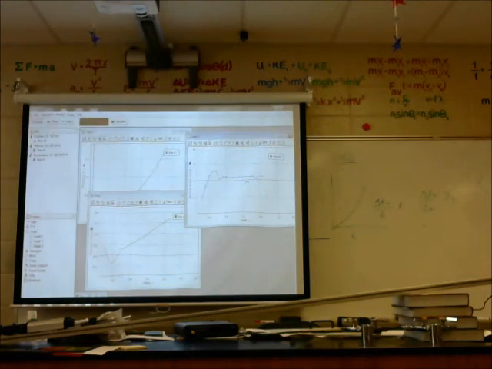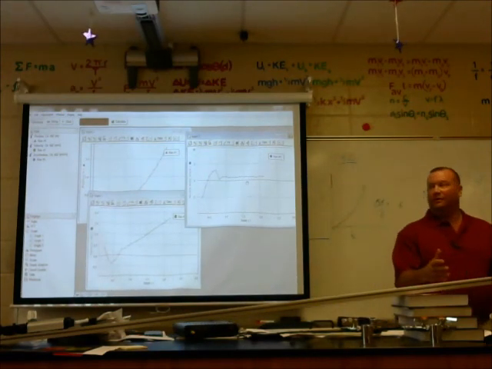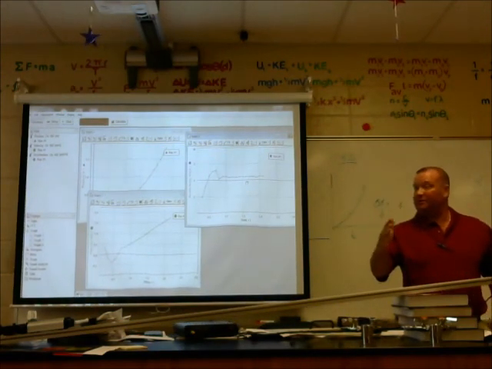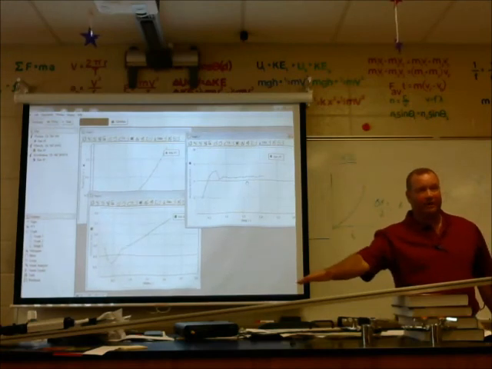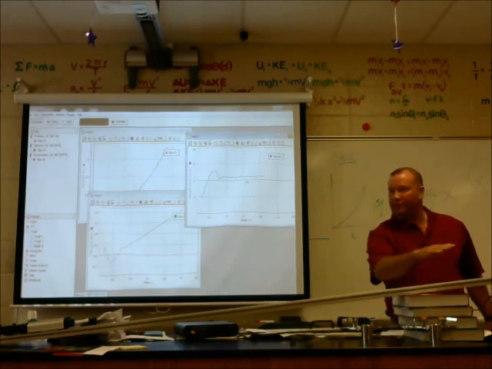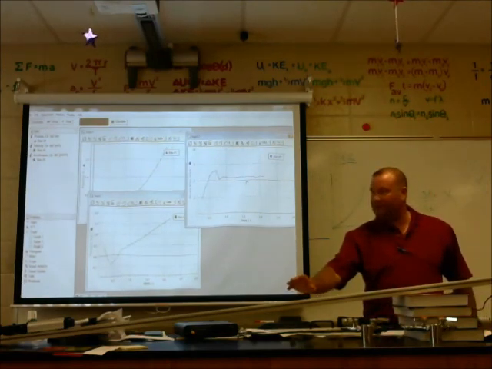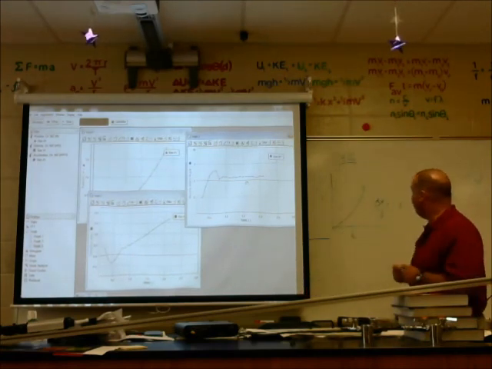It's accelerating the same amount, right? Why? Does the ramp change? During this thing, the ramp is constant, right? So the amount that it is pulled down the ramp is constant. The amount it changes by that pull should be constant. Is everybody good with that?